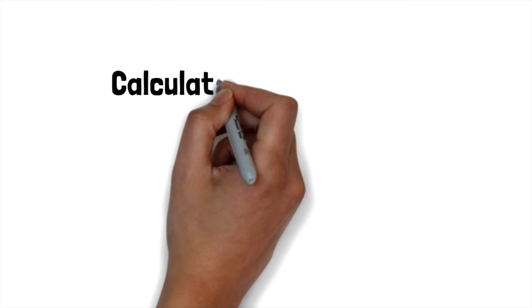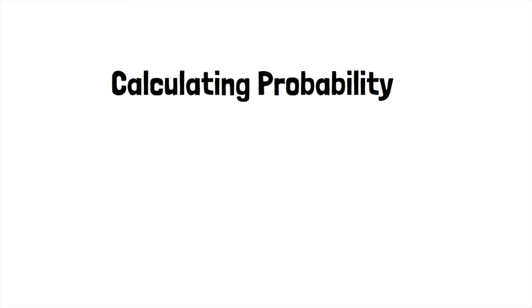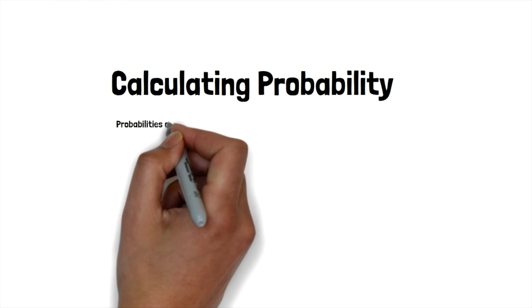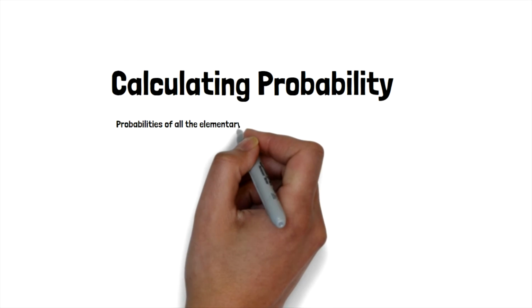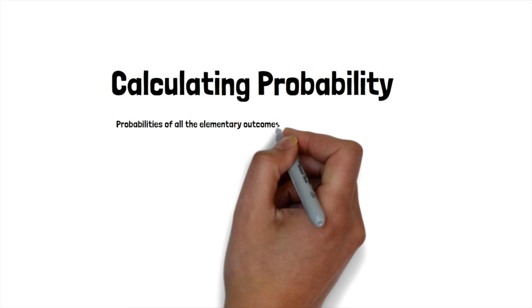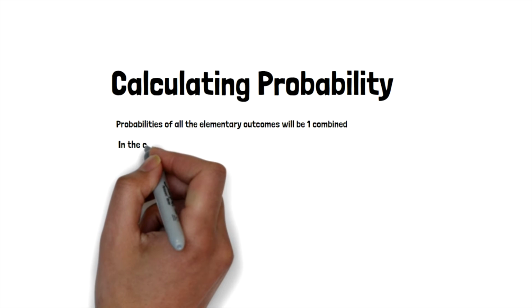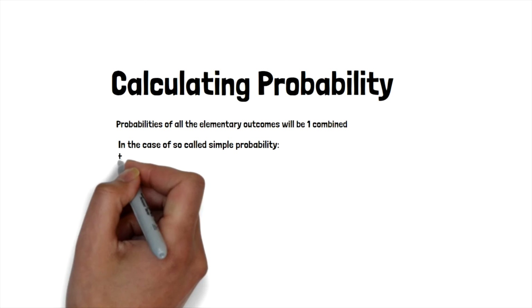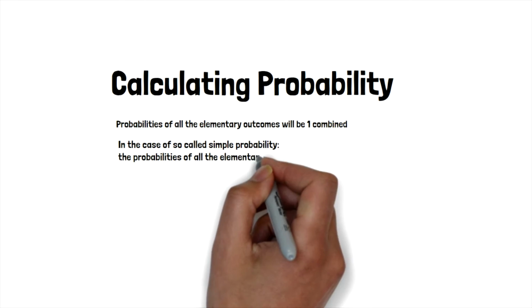In any sample space, the probability that each elementary outcome occurs on a trial is less than 1. At the same time, the probabilities of all the elementary outcomes combined equal 1. In the case of so-called simple probability, the probabilities of all the elementary outcomes in the sample space are equal.